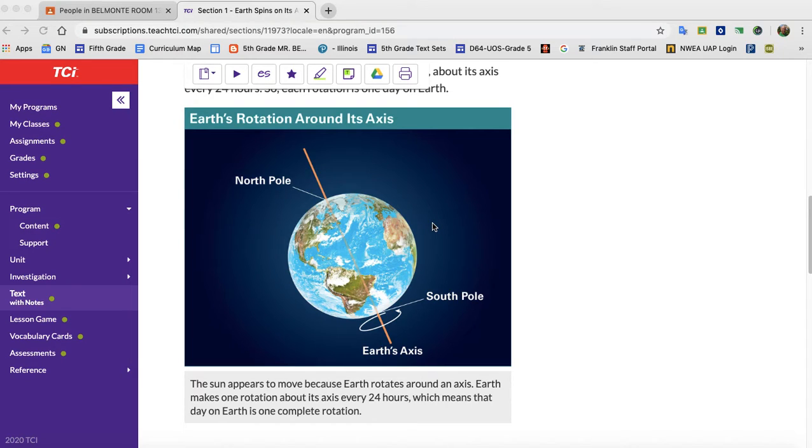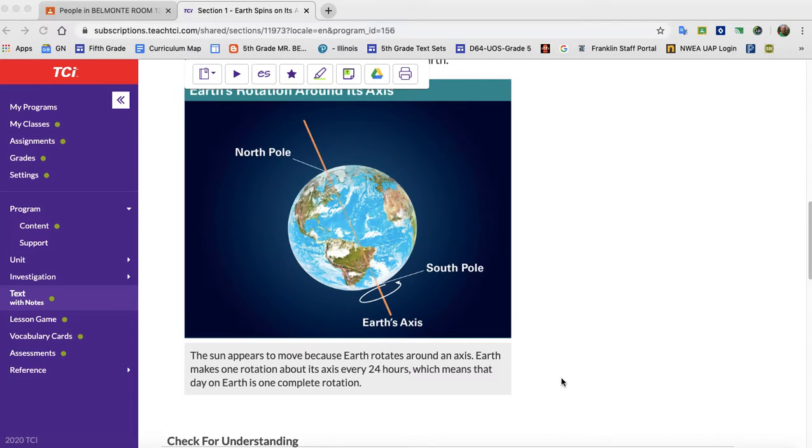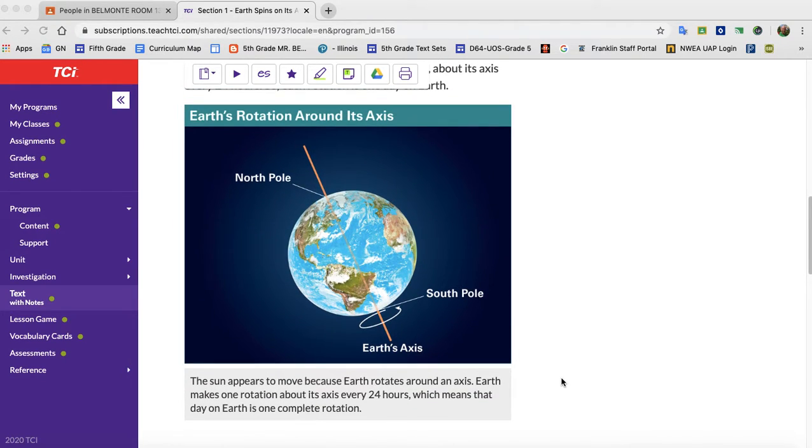Guys, so this is going to be lesson 2, part of day 1. We just talked about this being the Earth's rotation around the axis, and this is the axis. Down here it says the sun appears to move because Earth rotates around an axis. Earth makes one rotation on its axis every 24 hours, which means that a day on Earth is one complete rotation. Now, guys, depending on what planet you're on, that's not always the case. Some planets rotate faster so that their days are shorter. Some planets rotate slower so that their days are longer. It all depends on the planet that you are on.